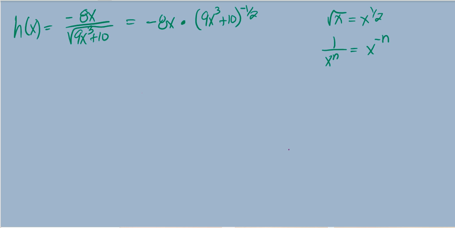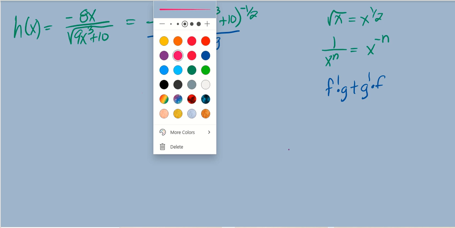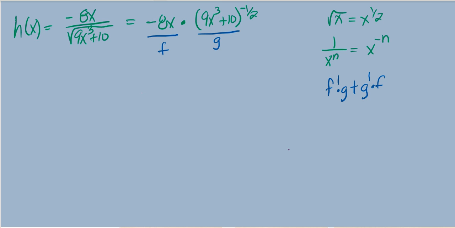So what is that product rule? The product rule is the derivative of the first times the second plus the derivative of the second times the first. The first is your f and the second is your g. So what is the derivative of negative 8x? It's simply negative 8. Then we need to multiply it by g. What is my g here? My g is 9x cubed plus 10, to the negative 1/2.